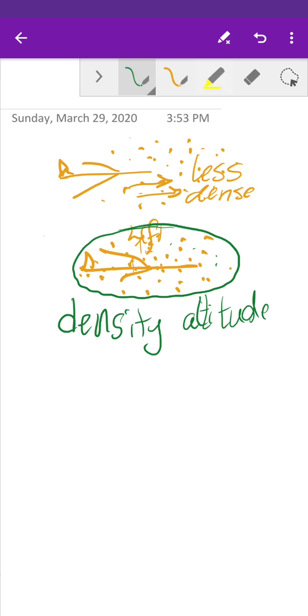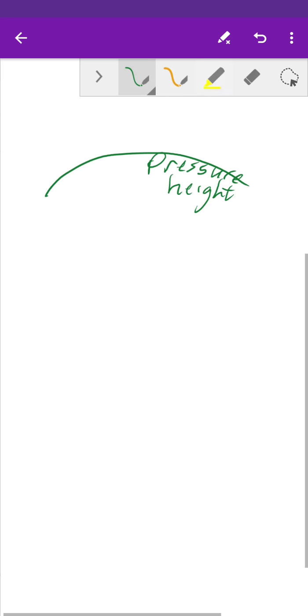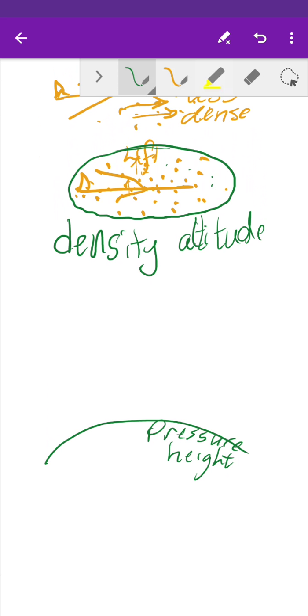Now, the last session I talked about pressure height. Now, pressure height and temperature have to be worked out, combined, and combined to work out density altitude. Now, we spoke about 15 degrees Celsius at mean sea level at a particular pressure, and that was the pressure height of 0 feet.